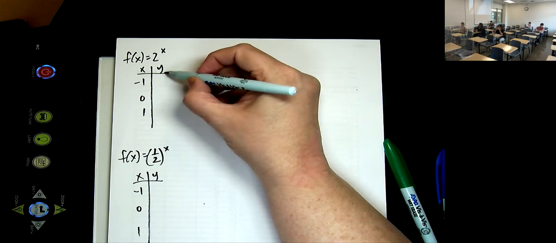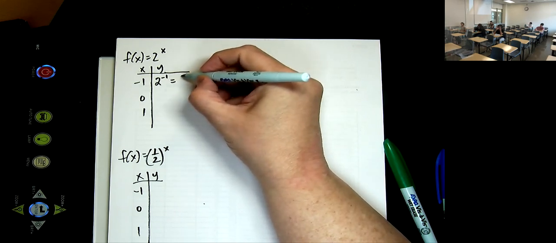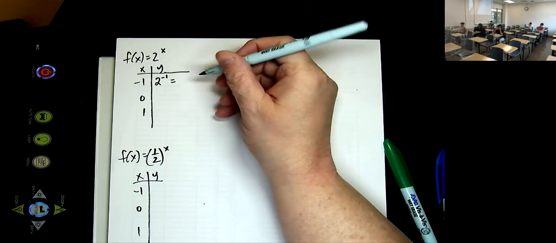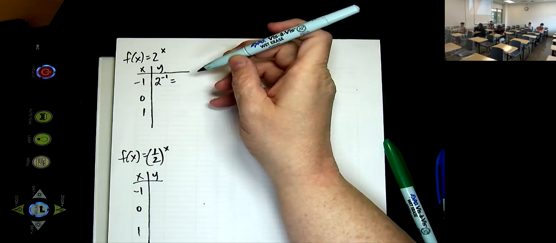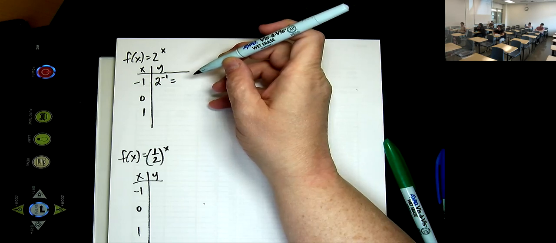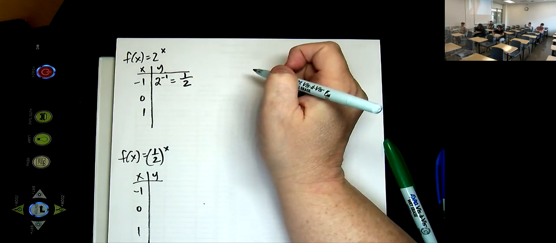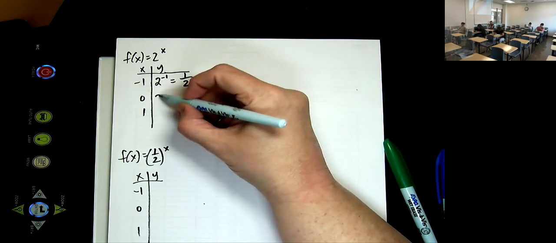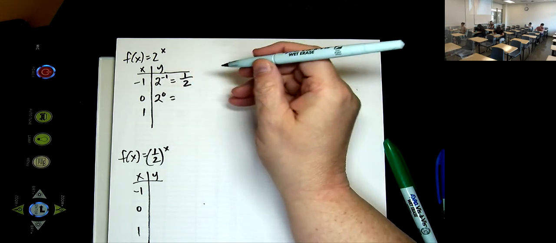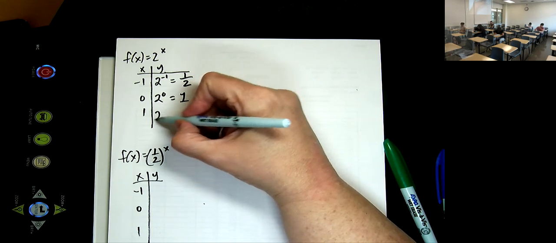If I stick in -1 right here, I've got 2 to the -1, which is when we have a negative exponent, what does that mean we do? Anybody? Not quite. i is when we did complex numbers. Negative exponents, flip it over. What's the number to the 0 power? 1. And if I have 2 to the first, that's just 2.